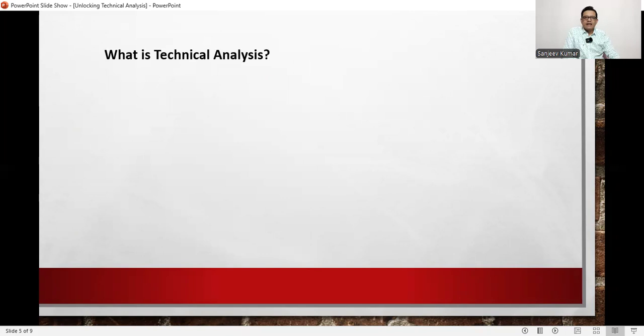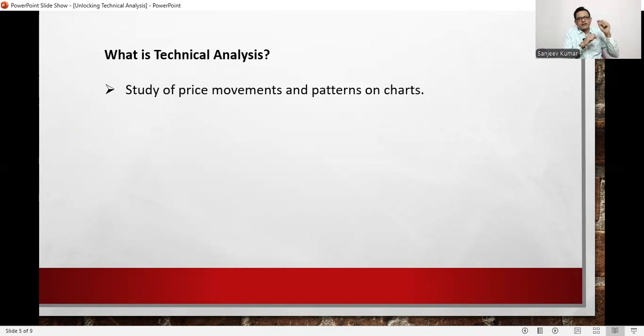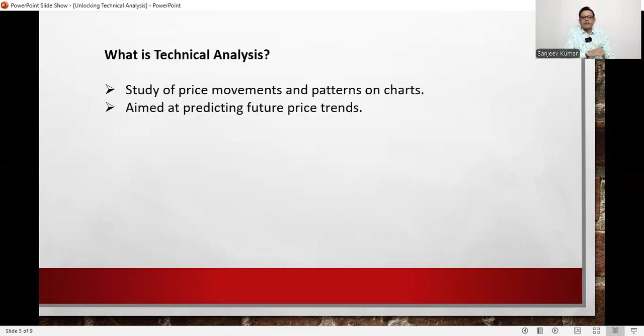What is technical analysis? Technical analysis is a study of price and volume action. We usually go to the TradingView website and understand the candle, and the candle shows the price action, and below the candle we see the volume. We understand the momentum and pattern of the chart, and the aim is to predict future price trends.